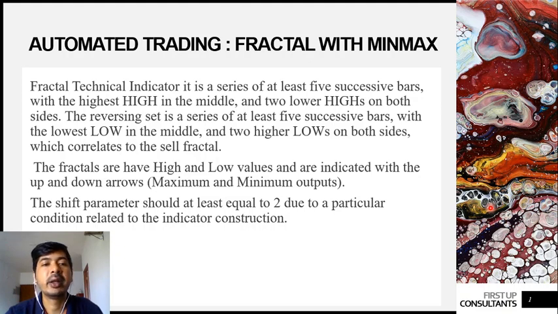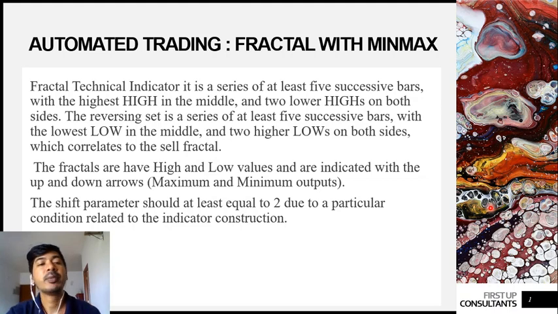when we are looking for a possible turnaround on the sell side. And if we consider the reverse pattern, then the lowest value should be in the middle, and two higher lows should be on both sides of that candle. So we will look for a possible turnaround on the upper side.